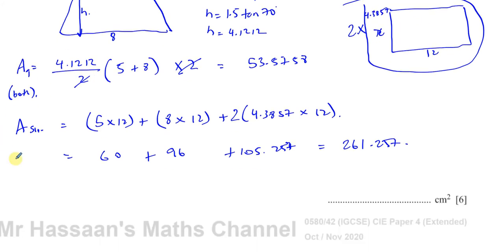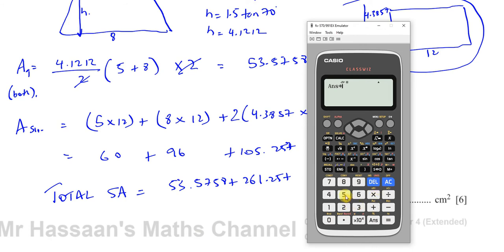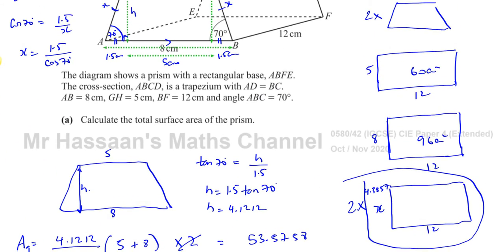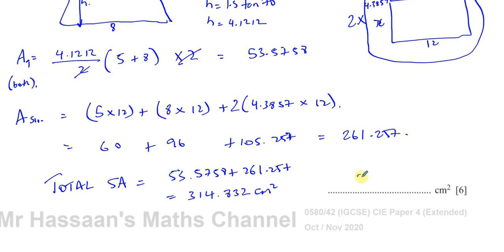So therefore the total surface area is going to be these two added together, which is 53.5758 plus 261.257, and that will give us 314.832 centimeters squared, which we should round to 3SF unless otherwise stated. It doesn't say anything, so 3SF, that's 315 square centimeters, which is the answer to the question.